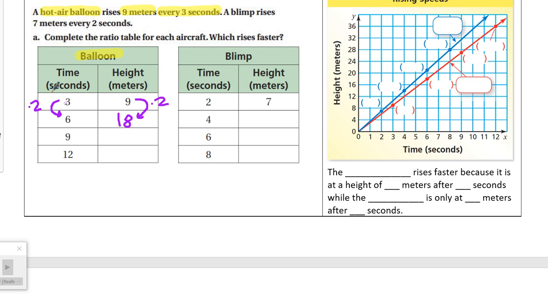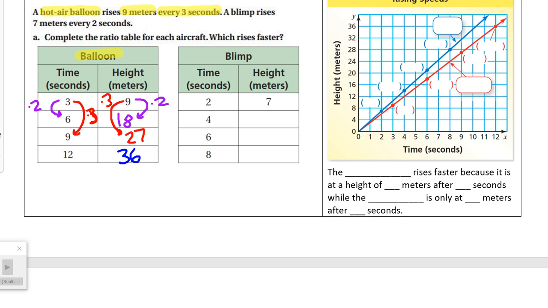So now if I want to go from 6 seconds to 9 seconds, there's no good way to do it. But can we go from 3 seconds to 9 seconds? Sure. We can do 3 times 3 is 9. That's supposed to be a 3. Sorry. And then we would multiply 9 times 3, and you get 27. And you could do the same thing. I think you all get it. 3 times 4 is 12, so 9 times 4 is 36. And we'll just keep on going.